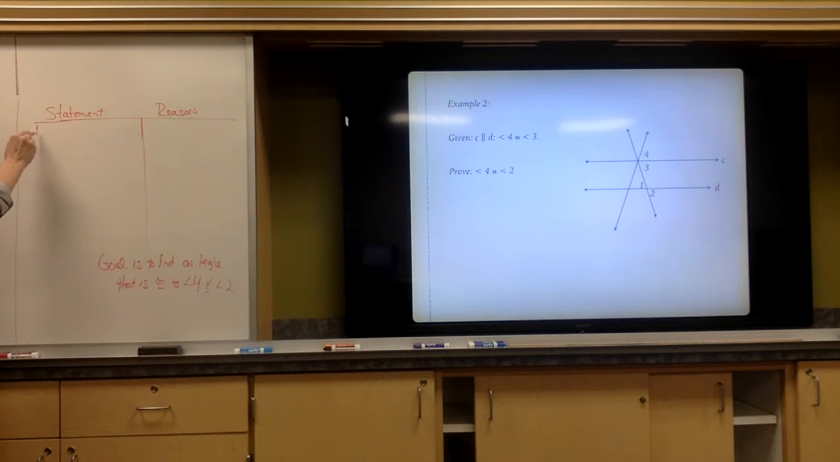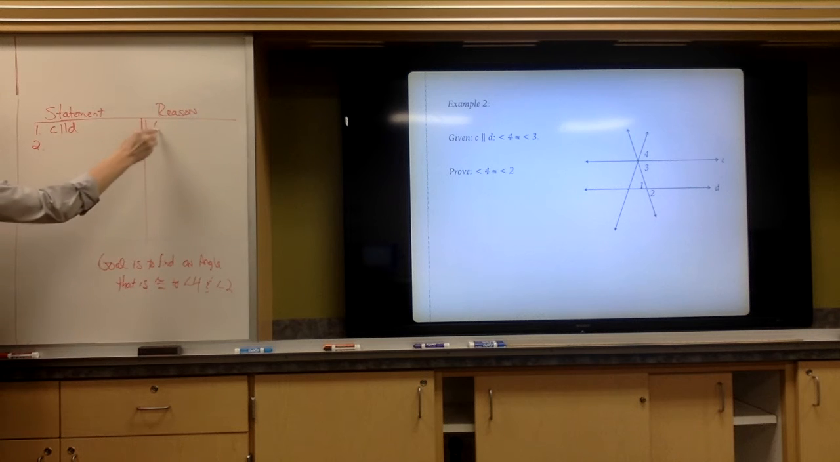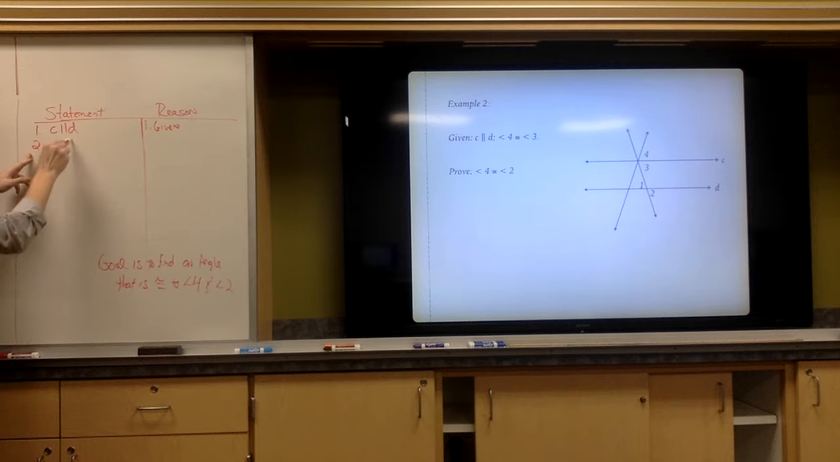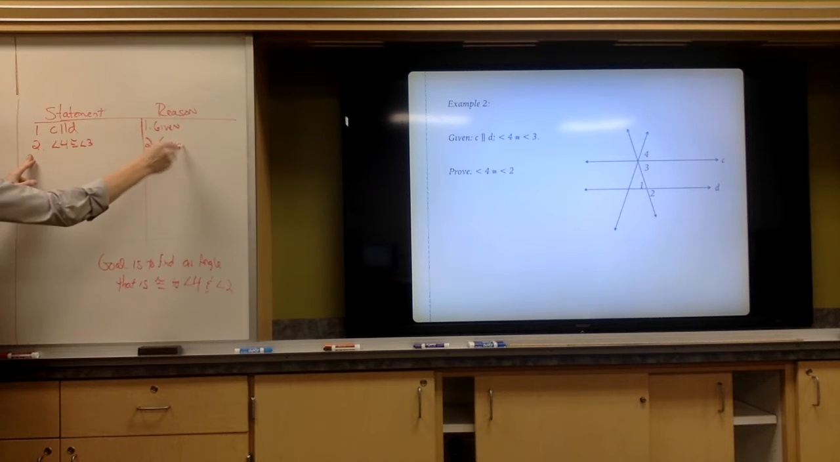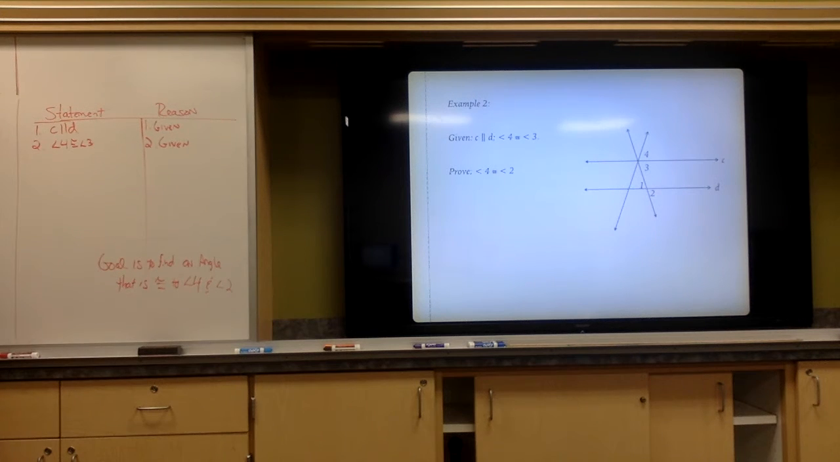So first step, we're going to write down the given information. C is parallel to D. If you want, you could list the given in different steps. So for instance, step 1, I'll say they're parallel. That's given information. Step 2, angle 4 is congruent to angle 3 because that was also given to us. All right, so you could separate that if you'd like.